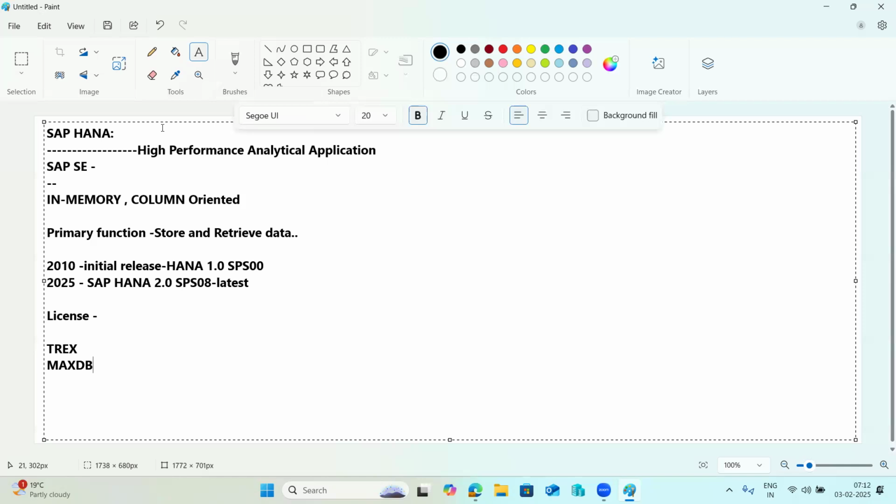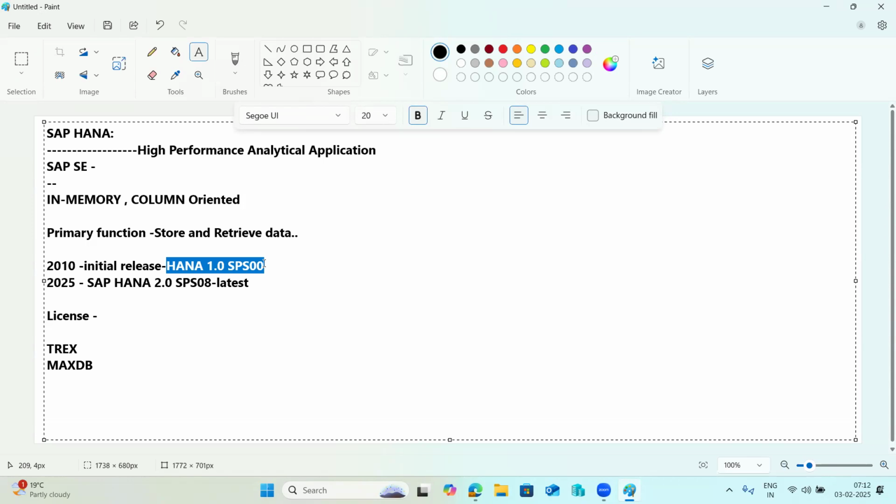The first major demonstration came after the initial release in 2010. In 2011, after one year, customers started using the new HANA database, and stable releases were created. Like that, every year they keep releasing new things to the market. The key function of this database is to store the data and retrieve the data as requested by the applications.